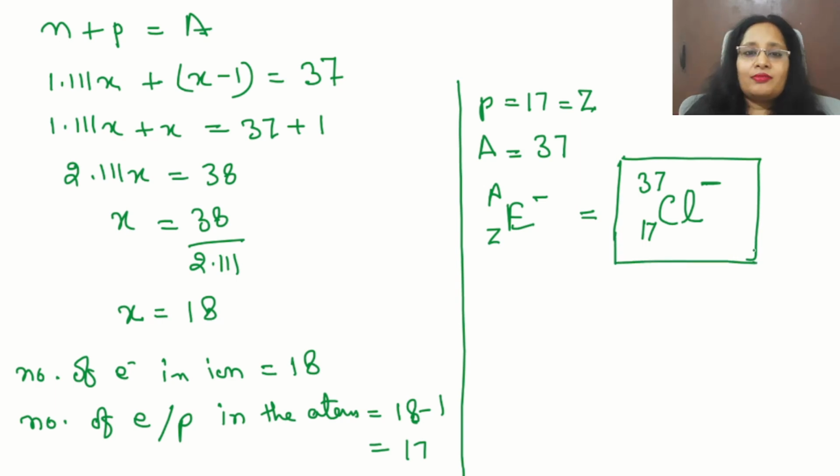So friends, the calculation is easy. You just have to take a little care of the numbers; you have to learn that 17 belongs to chlorine.